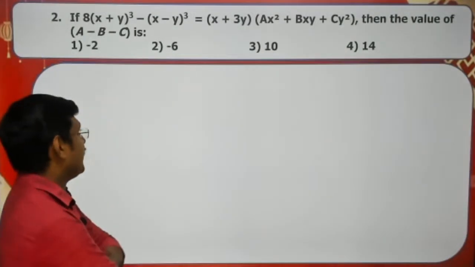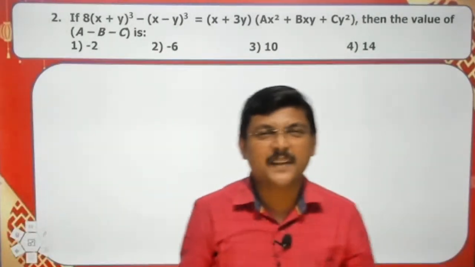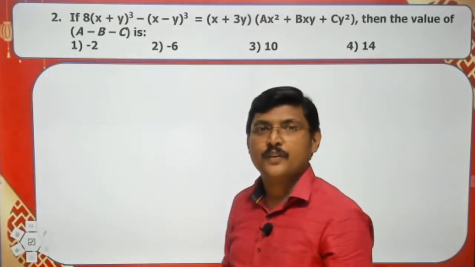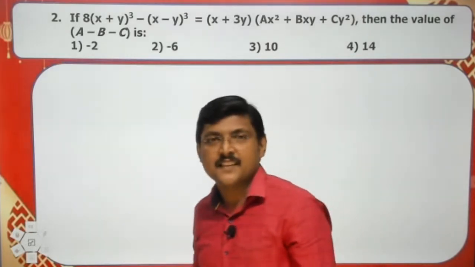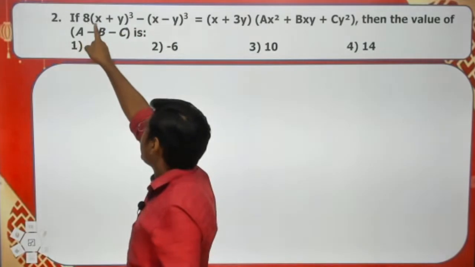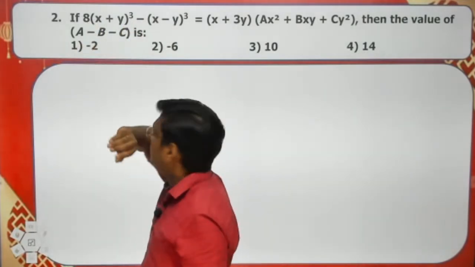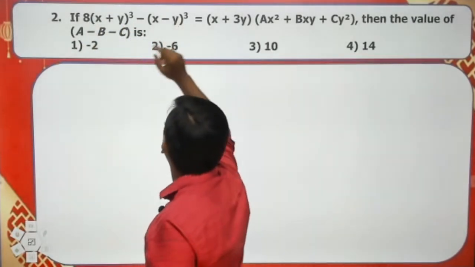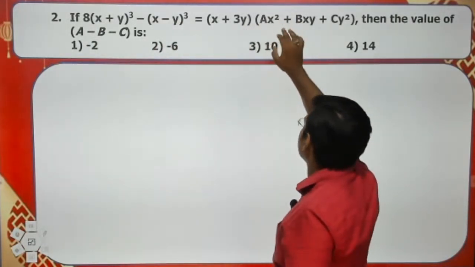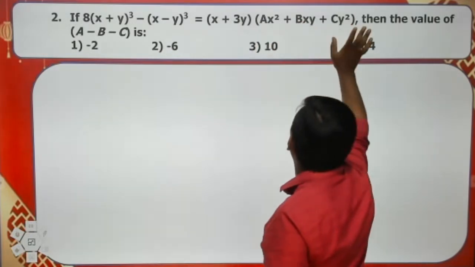As you can see here, in order to explain it clearly, I am showing an animation for you, instead of writing. Listen, this is actually 8 into x plus y the whole cube, and this is x minus y the whole cube, and on solving you will get some relation like this: x plus 3y into ax square plus bxy plus cy square, then the value of.